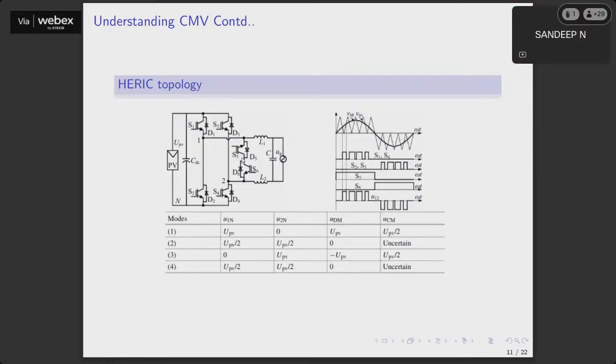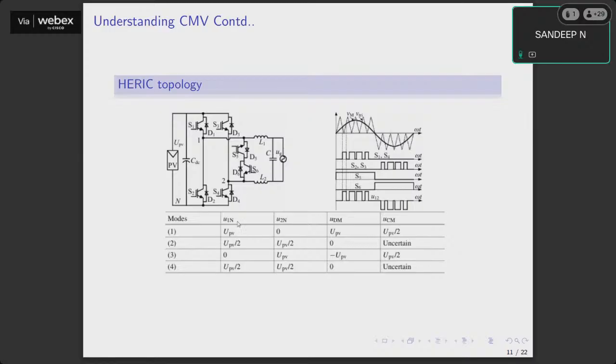So from that idea, they used switches S5 and S6. This is called AC decoupling. Why is it called AC decoupling? Because on the AC side, we are going to isolate the PV from the grid. Now, how are we isolating?